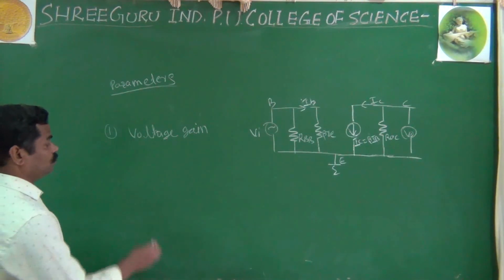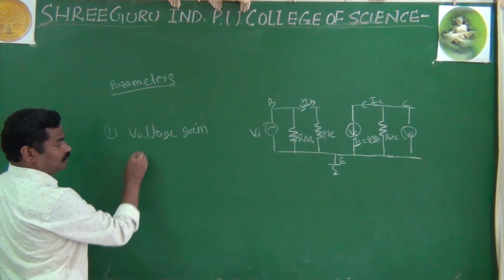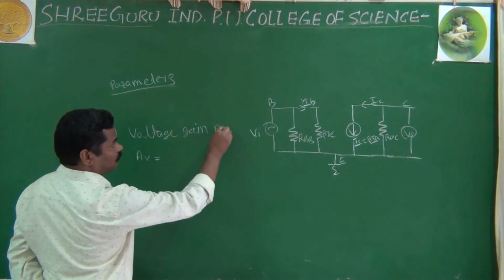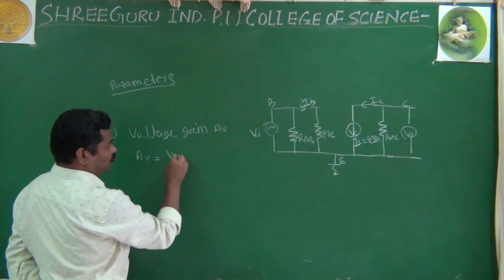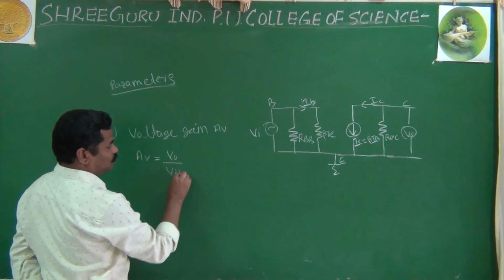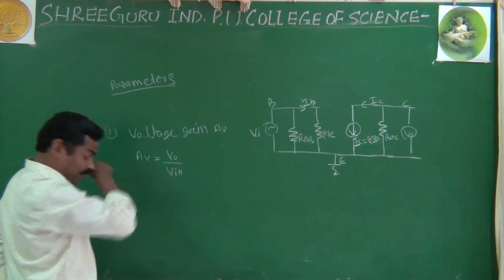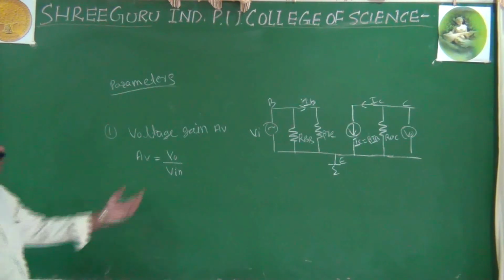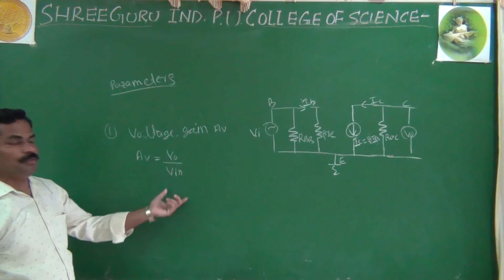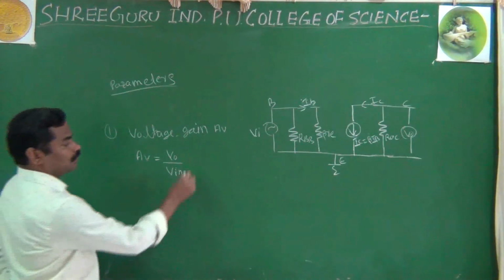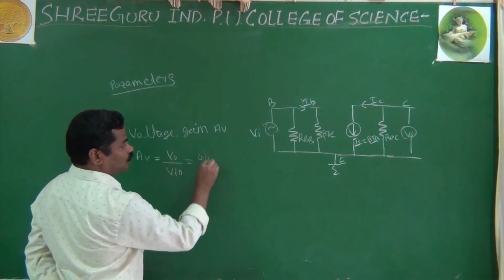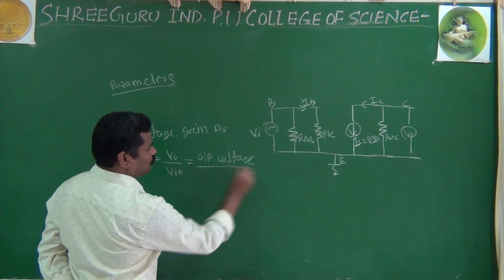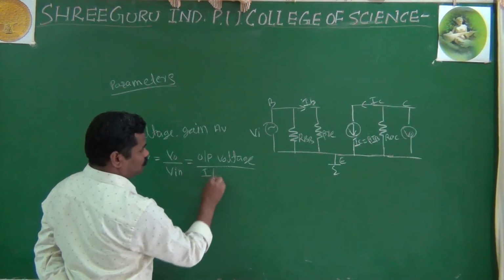For that, as we know, voltage gain we can write as AV. That is nothing but V naught by V in. As we know from basic knowledge, the gain is nothing but the output to the input. Now we are going for the voltage gain: output voltage to input voltage. This we can also write as output voltage to the input voltage.